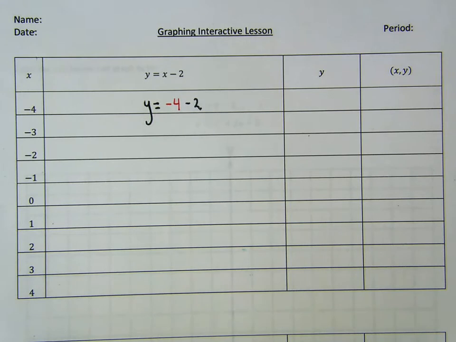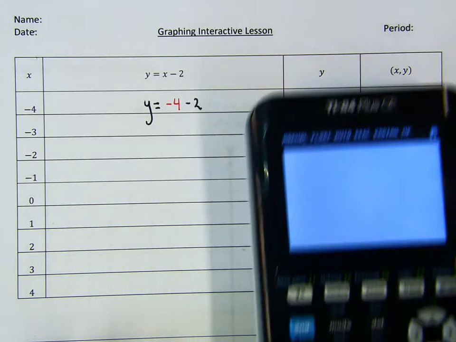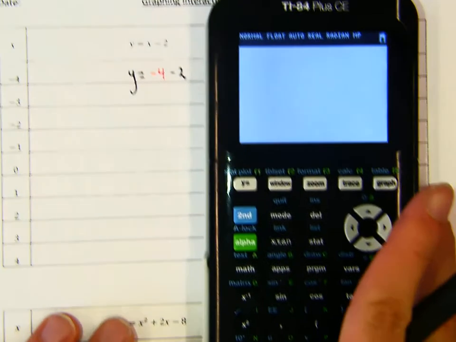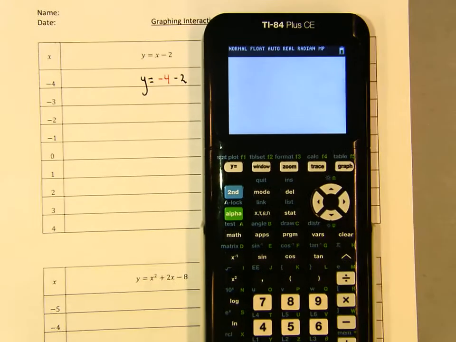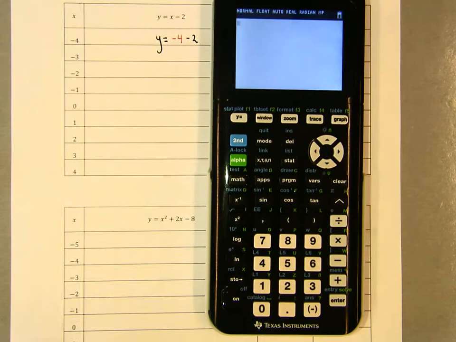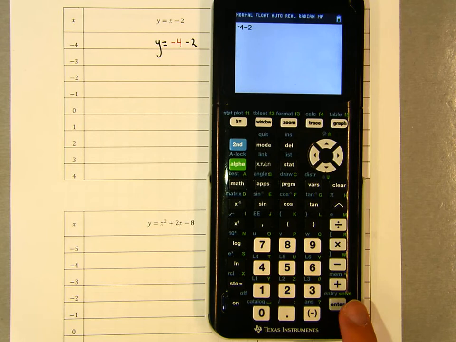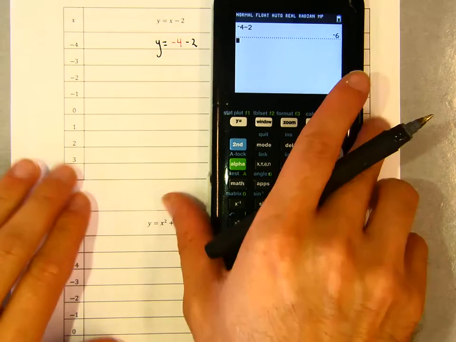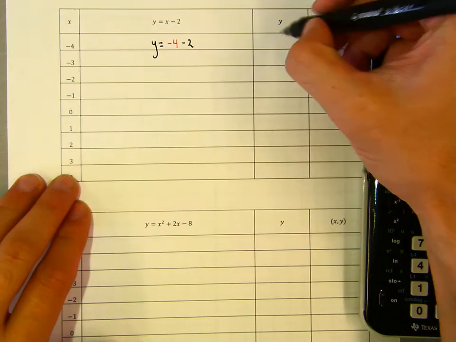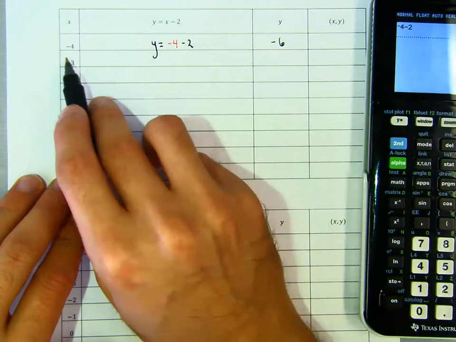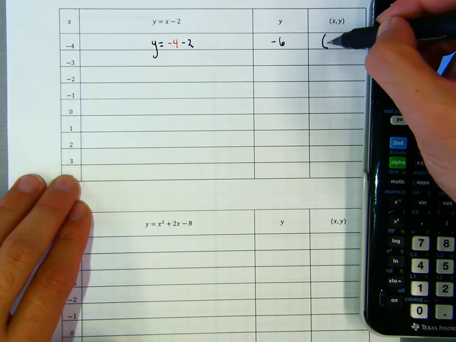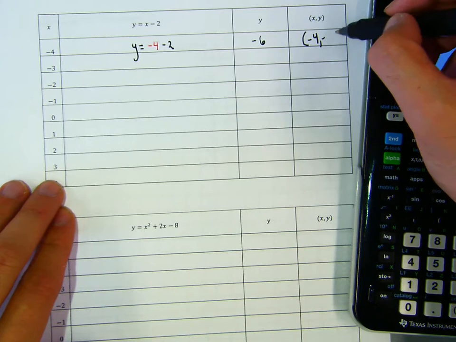Pause the video. What is -4 minus 2? If you want, just check with the calculator. How do I put this into the calculator? Where is my negative symbol? Right here. -4 minus 2, and that will be -6. And notice, what did we create? We created a point. This is -4, -6.